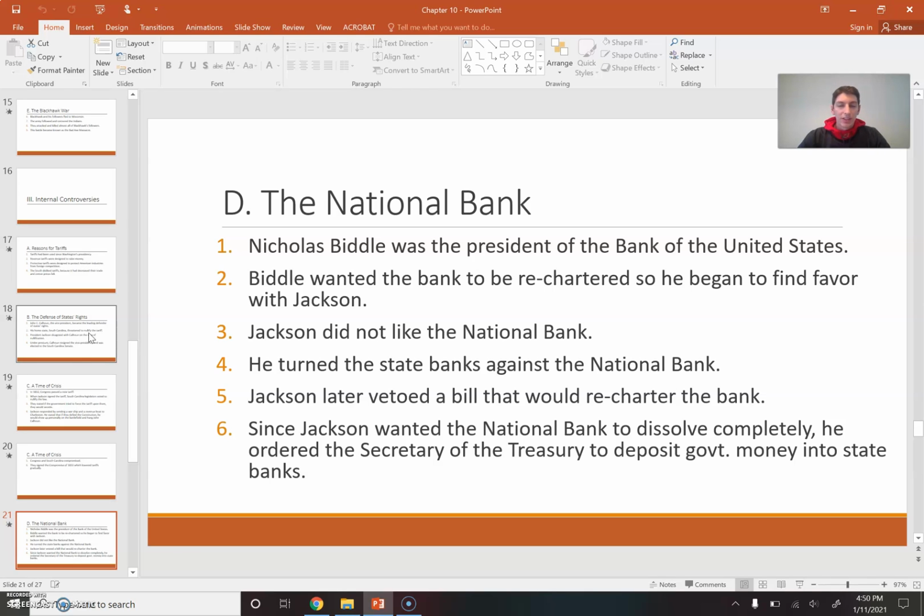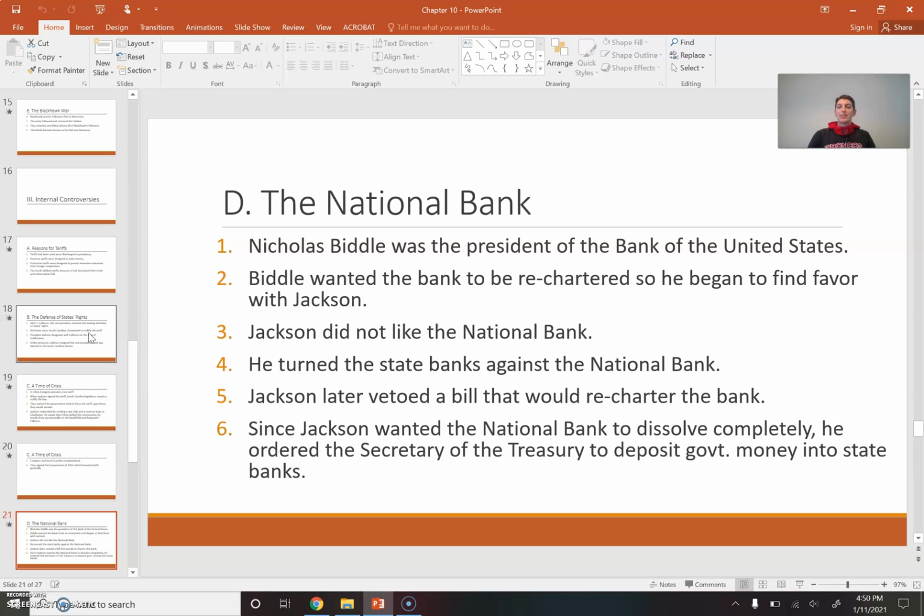Now, the bad thing for Biddle is that Jackson hated the National Bank. In fact, he turned the state banks against the National Bank, saying, you don't need the National Bank, they're just using you. He tried to really destroy the National Bank, and he vetoed a bill that was put into place by Congress that would recharter the bank. So he doesn't want to renew their relationship with the bank. He wants it to dissolve.